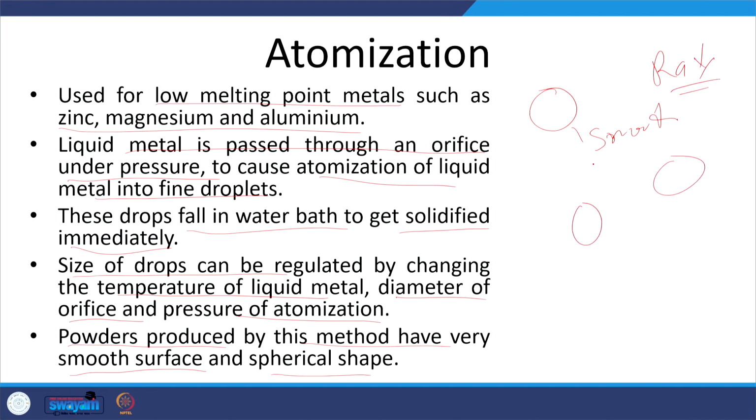So, we have spherical shape particles. These can be of a variety of sizes as per the pressure, temperature of the molten metal and the orifice size, which will be used for regulating the size of the drops being made. Important part: low roughness, smooth surface and spherical shape.